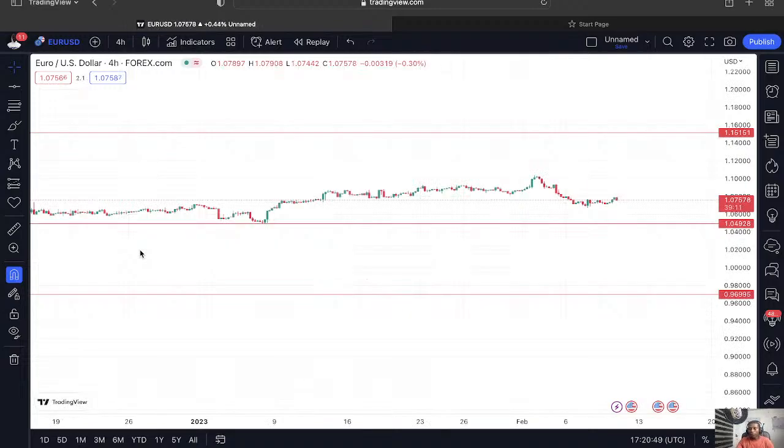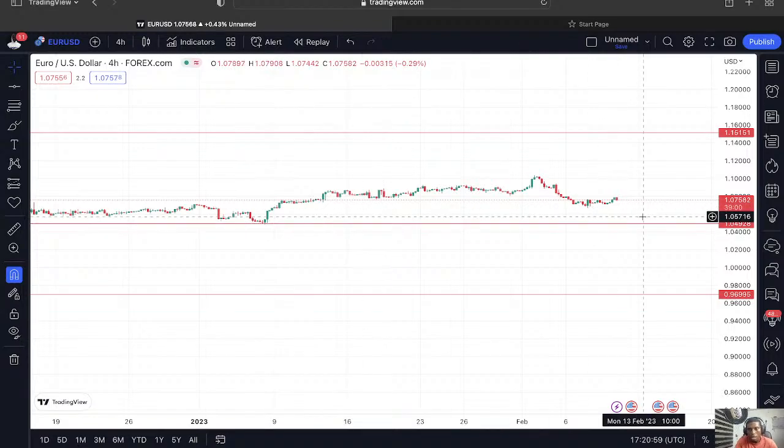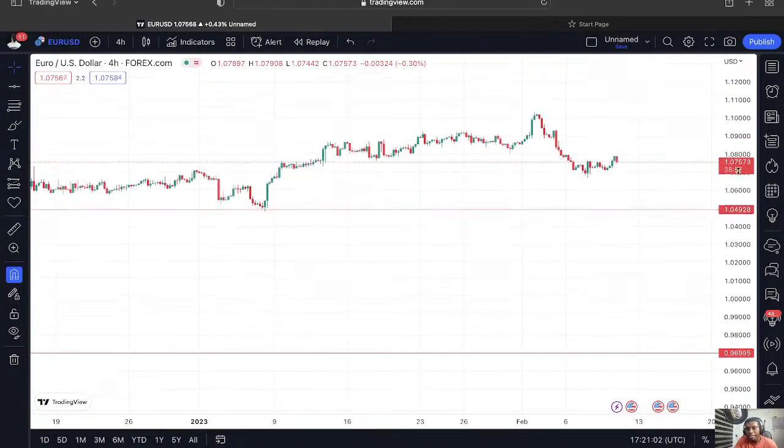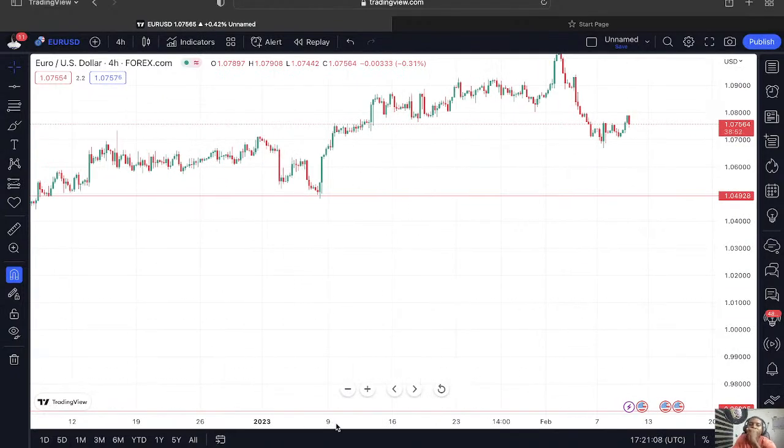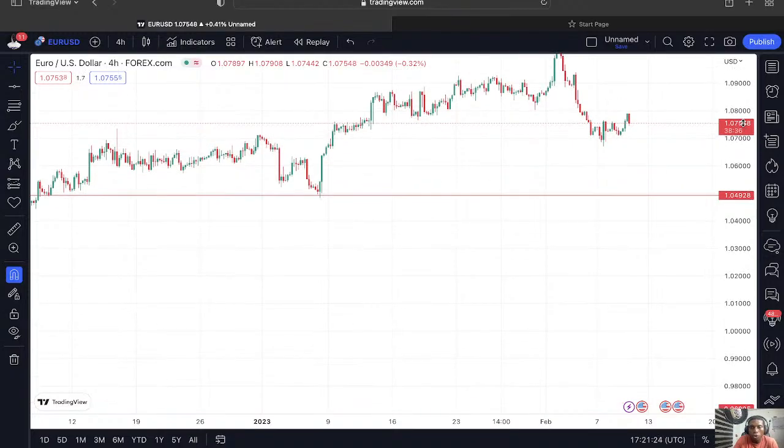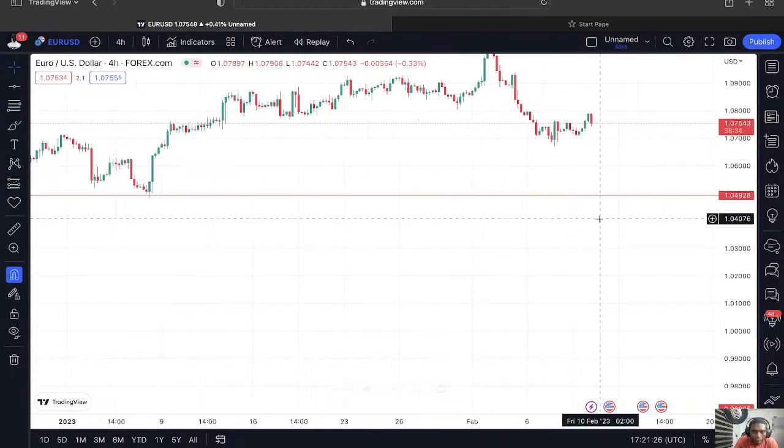Now let's look at the 4 hours time frame. Like I said, the 4 hours time frame, the candlestick, monitors every price movement in 4 hours. That is what it does. So it helps us now to create a clear picture.